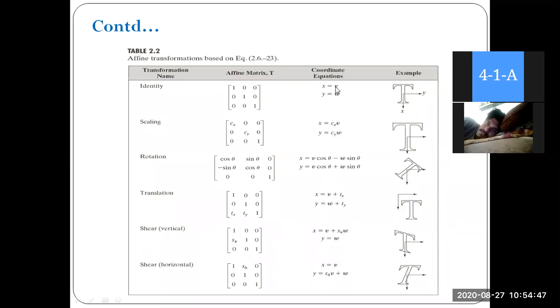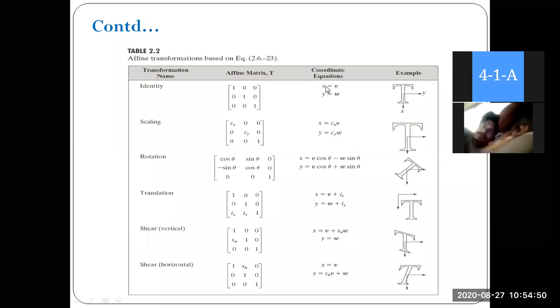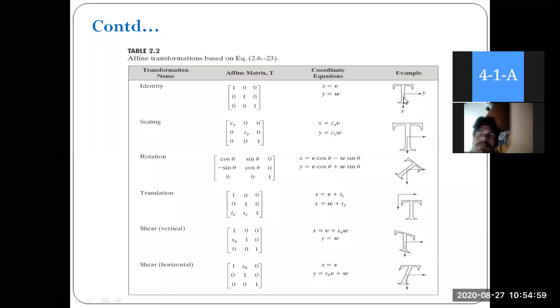So v is the input coordinate, w is also an input coordinate, x is the output coordinate analogous to v, y is the output coordinate analogous to w. Here I am considering my image as a T, capital T.